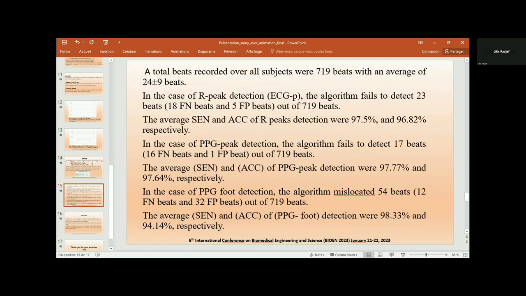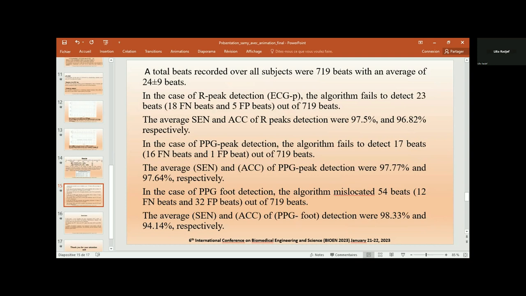The total beats recorded over all subjects were 790 beats, with an average of 24 plus or minus 9 beats. In the case of R peak detection, the algorithm fails to detect 23 beats: 18 FN beats and 5 FP beats out of 790 beats. The average sensitivity and accuracy of R peak detection were 97.5% and 96.92% respectively.